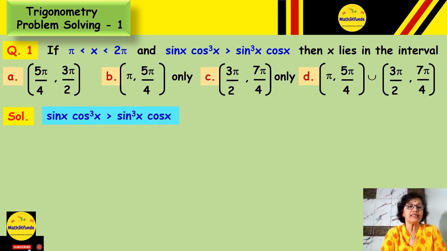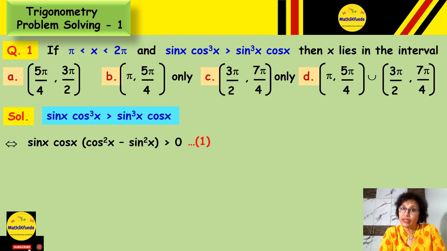Your inequation is sin x cos cube x greater than sin cube x cos x. And whenever such an inequation is given to you, we try to bring all the terms on the same side most of the time and then try to factorize if possible. And I did that and I found this as a product of three factors, that is sin x, cos x and cos square x minus sin square x. And this is greater than 0 and I name this as 1.